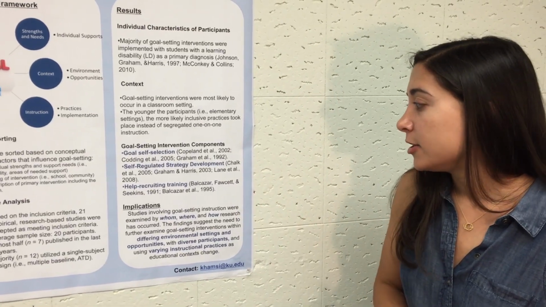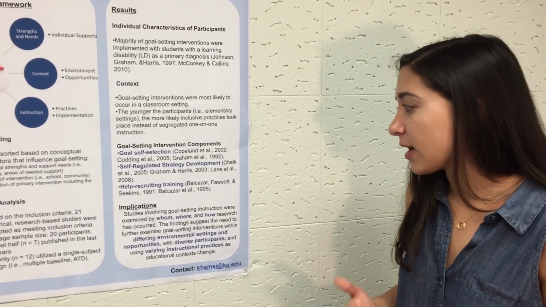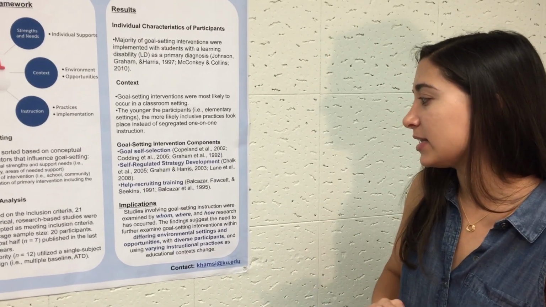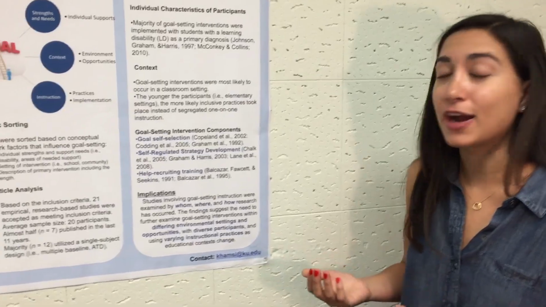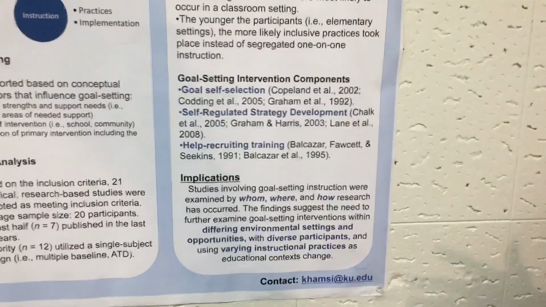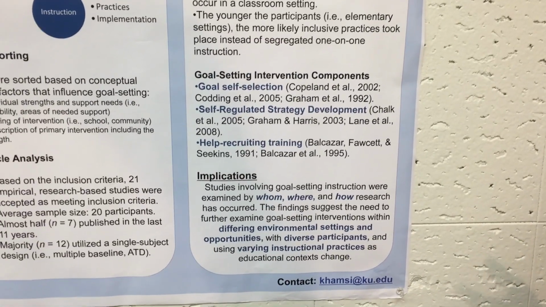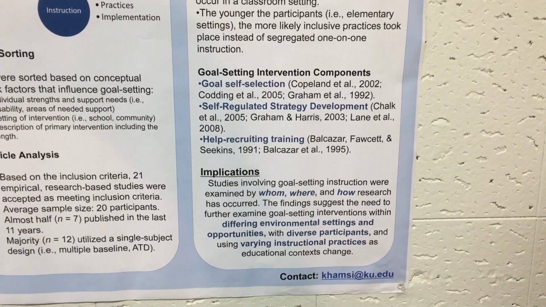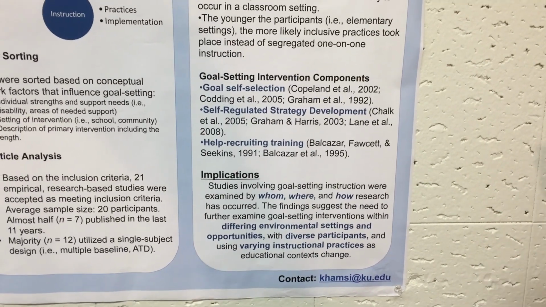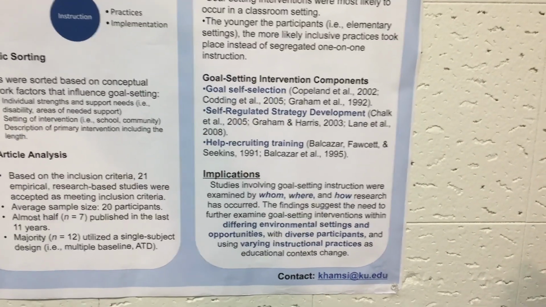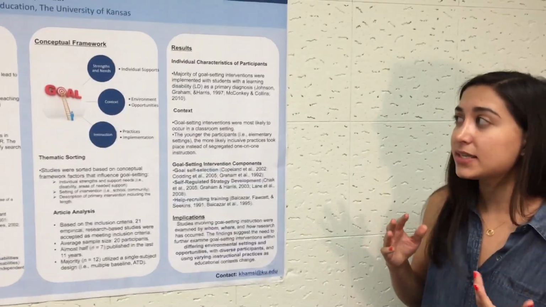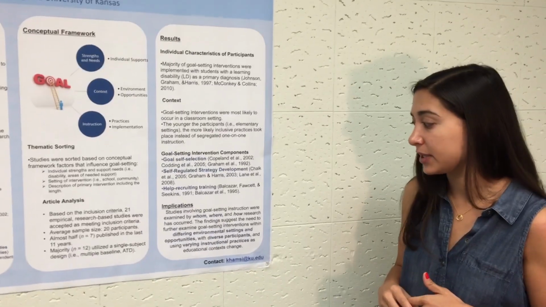The implications of looking at the who, the where, and the how of this research suggest that we need to further examine different environmental settings and opportunities, especially as we make this shift into inclusive practices. We really need to understand goal setting within these new environments with diverse participants. Like I said, primarily the diagnosis was learning disabilities, but we really need to look at a wide variety of individuals with differing support needs, strengths, and areas of need.